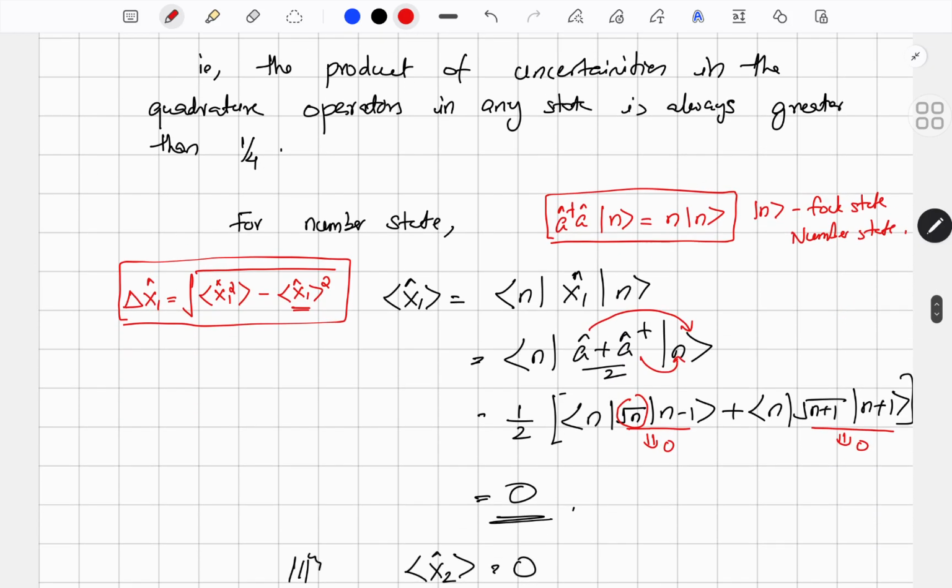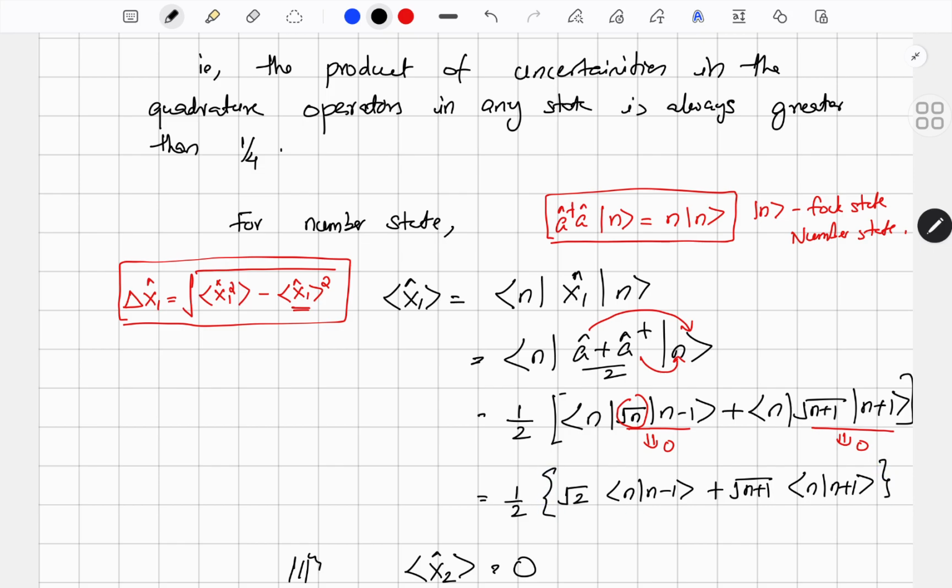If you want, I can add one more step here. This can be further written as root n, which can be taken outside, times <n|n minus 1>, and here root n plus 1 is just a number, taken outside, times <n|n plus 1>.